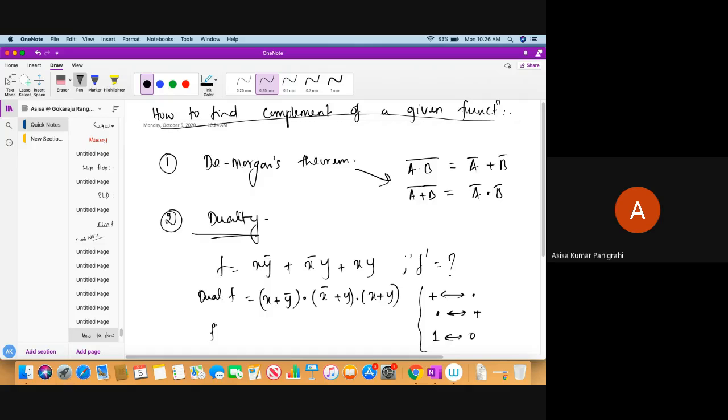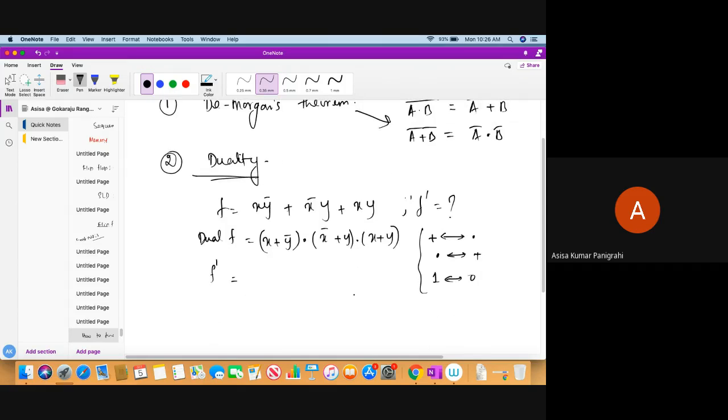After that, how to find out f bar? Just take the complement of each literal. After the dual f, you need to find out f bar. At that time, you just complement. Here x is there, so you change it to x bar. Here y bar is there, you change it to y. Next, here x bar is there, change it to x. Here y is there, change it to y bar. Here x is there, x bar and y bar. So this is my f bar. Okay, so that's the function and this is the dual of the given function.